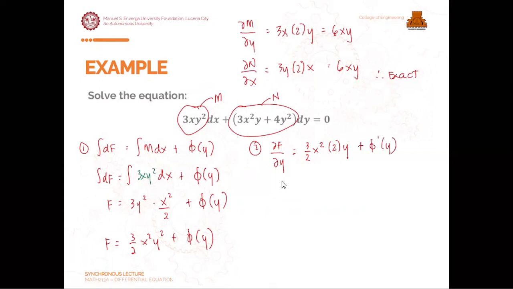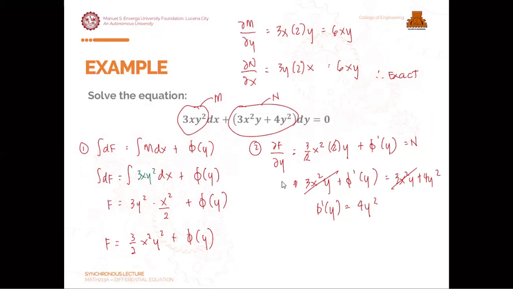Okay? Because phi is in terms of y, what we will do is equate it to the value of N. So, this will be 3x squared y plus phi prime y is equal to the value of N, which is 3x squared y plus 4y squared. So we transpose, and the 3x squared y cancels out. What remains is phi prime y equals 4y squared. Okay?